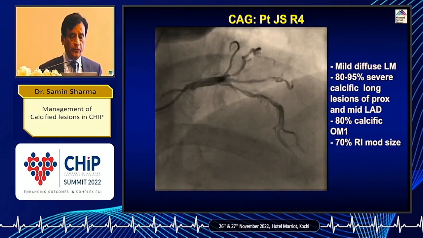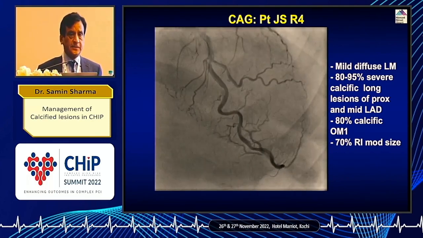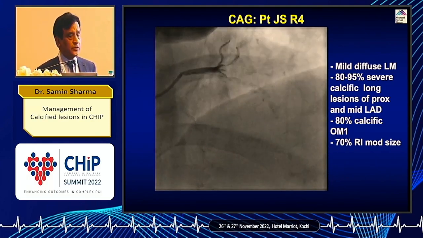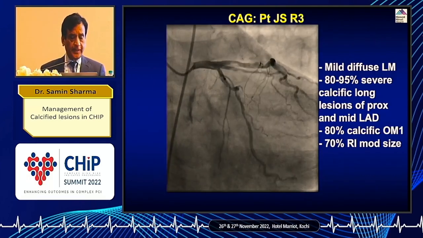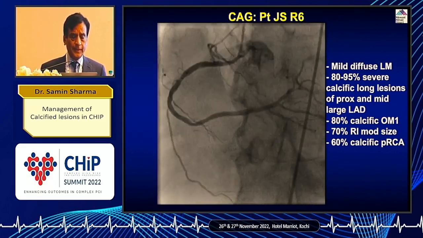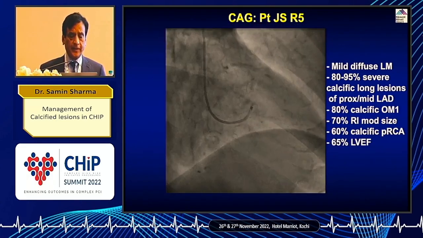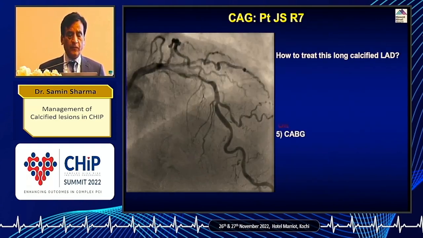So what we are going to do here, you're not going to go with a Rotawire directly. You go with an over-the-wire system, use your workhorse wire and change it to the Rotawire. And then the question comes, what else you need to do? This patient has other vessel disease also, right coronary, only a moderate lesion except the RPL, good ejection fraction. And then the key is, what can we do?